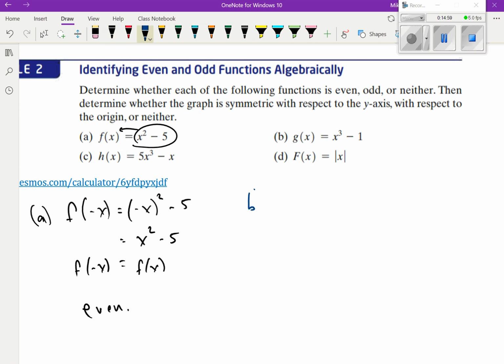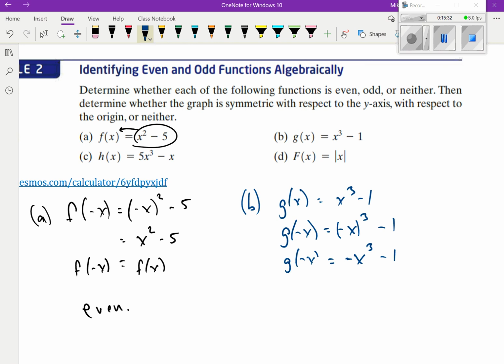Taking a look at letter B. We've got g of x equals x cubed minus 1. So what happens when we plug in negative x? That's our question. What happens with the negative? So I plug in negative x for x. I get the negative of x, that quantity cubed, then minus 1. Negative cubed, negative to an odd power, so it's going to be negative. So I get negative x cubed minus 1.